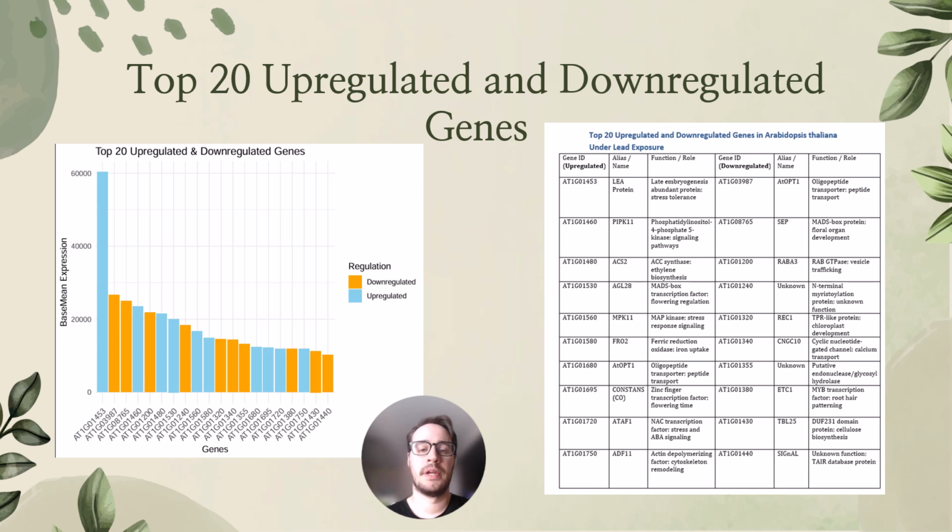various stressors. Finally, the table here on the right provides a summary of these top differentially expressed genes, including their functions. This reinforces the diversity of pathways impacted, ranging from actin remodeling, ADF11, and metal transport, FRO2, to flowering regulation, AGL28. The significant impact on transcription factors and metal homeostasis genes supports the idea of widespread regulatory changes triggered by lead. So the overall picture from the results is a clear systemic response at the transcriptomic level, an upregulation of defense and stress pathways coupled with a suppression of genes related to growth and development.